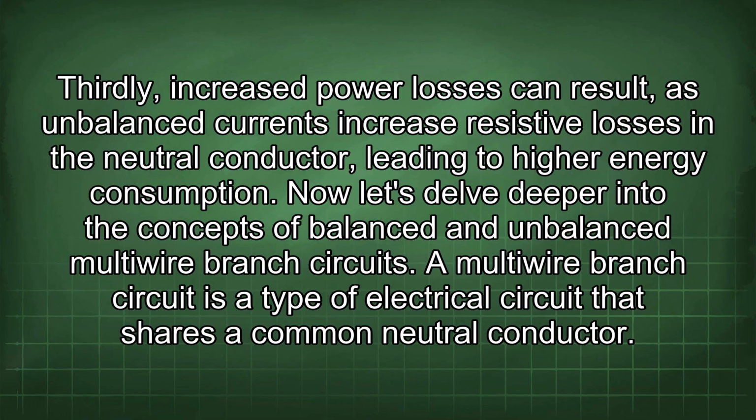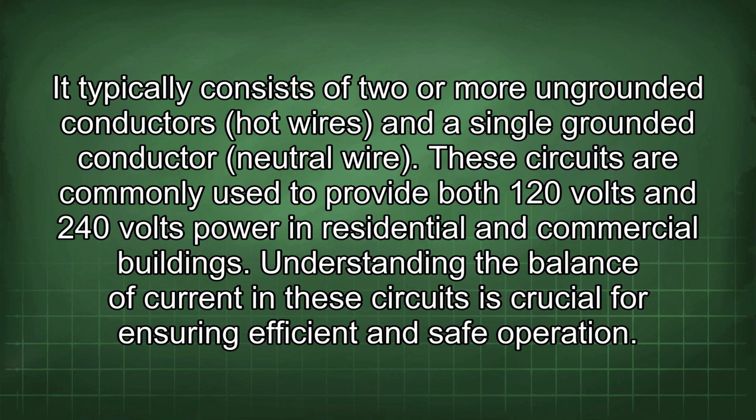A multi-wire branch circuit is a type of electrical circuit that shares a common neutral conductor. It typically consists of two or more ungrounded conductors (hot wires) and a single grounded conductor (neutral wire). These circuits are commonly used to provide both 120 volt and 240 volt power in residential and commercial buildings. Understanding the balance of current in these circuits is crucial for ensuring efficient and safe operation.